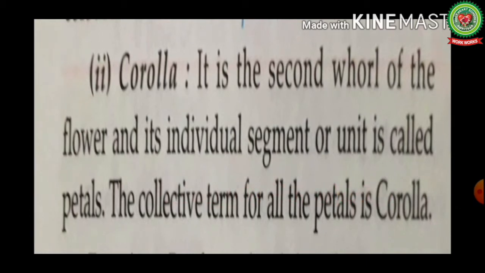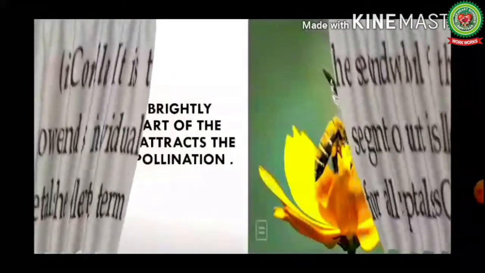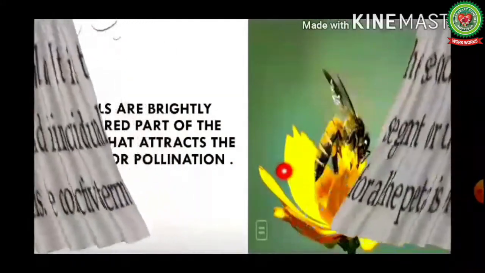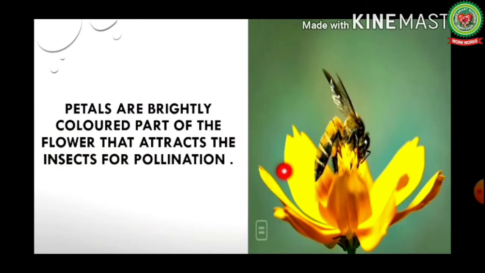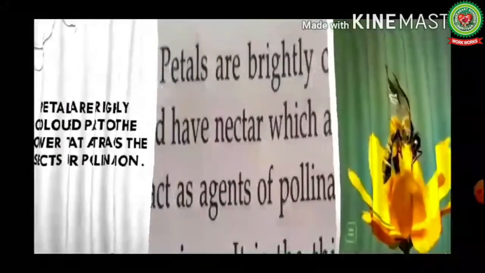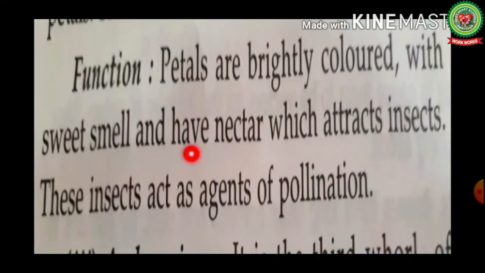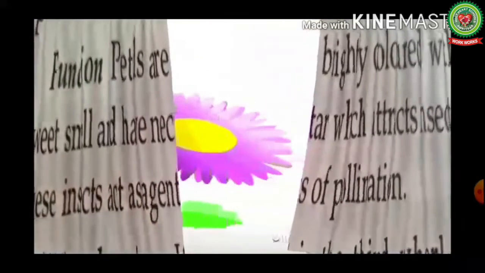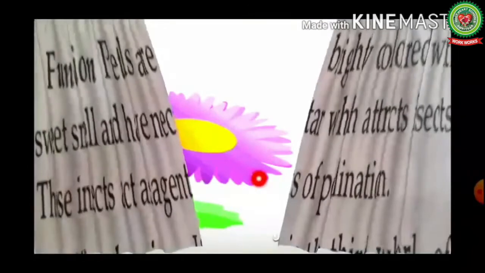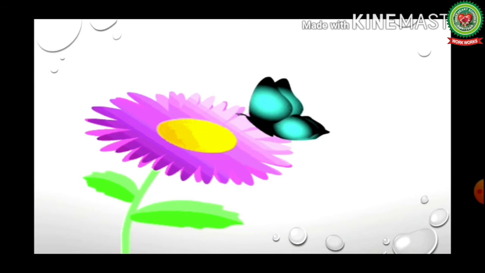Now what are petals? Students, petals are the brightly colored part of the flower that attracts the insect for pollination. Function: petals are brightly colored with sweet smell and have nectar which attracts insects. These insects act as agents of pollination. In this picture, you can see petals attract the insect for pollination.